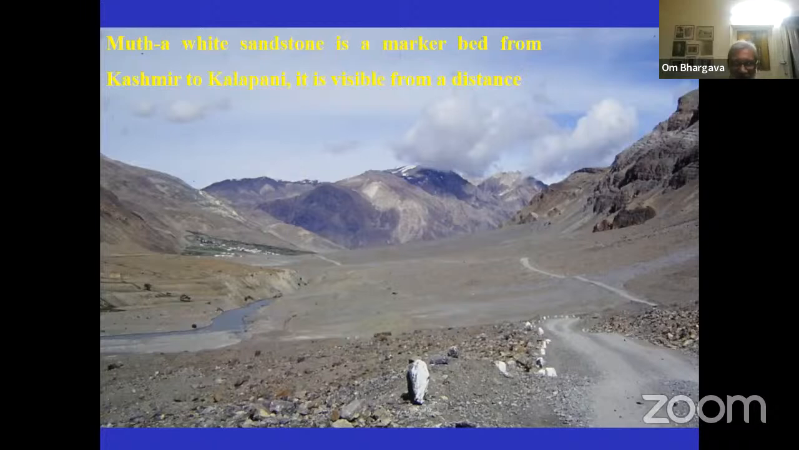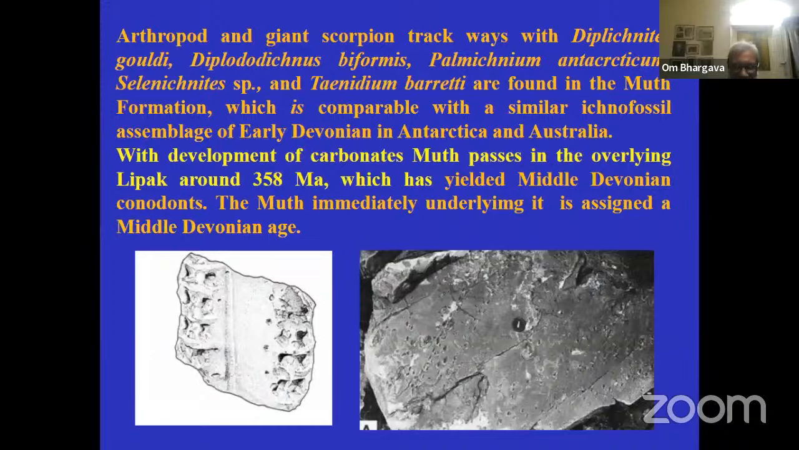And this is what I was telling you, the arthropods and giant scorpion traces, Diplodocus, Piformis, Palmicium, Antarcticum. Palmicium antarcticum is the technical name for the giant scorpion. And they are the bones which are found in the fossil assemblage of early Devonian, Antarctica, and Australia. Now, this is what I've been telling you with Asia and others also, that this rare giant scorpion fossil, which you can see in the photograph and sketch also, has been totally destroyed by the road building in Spiti Valley.